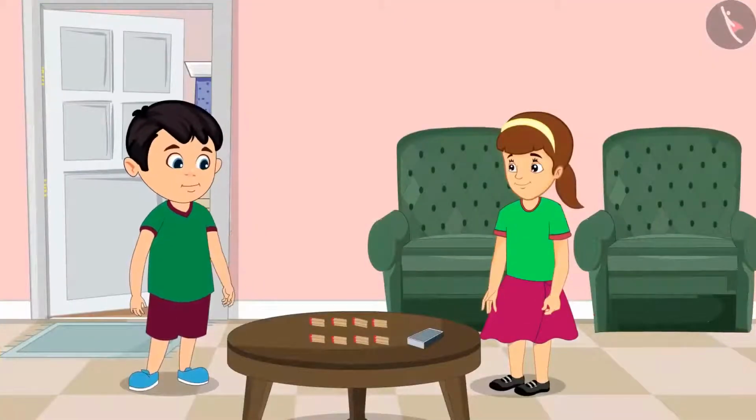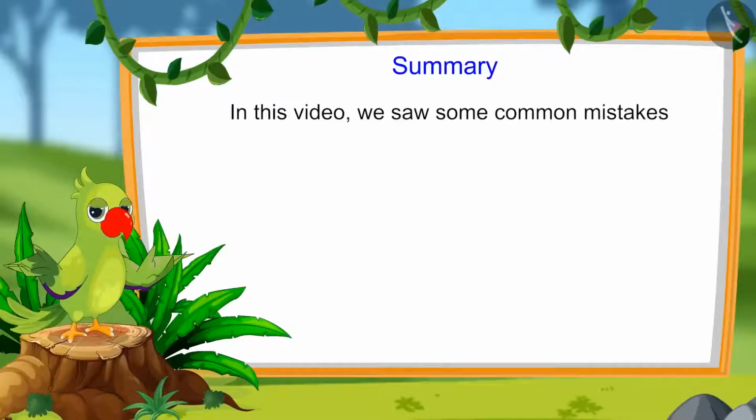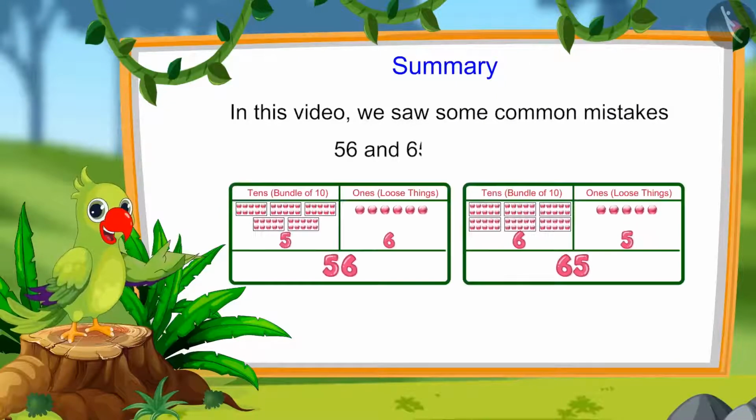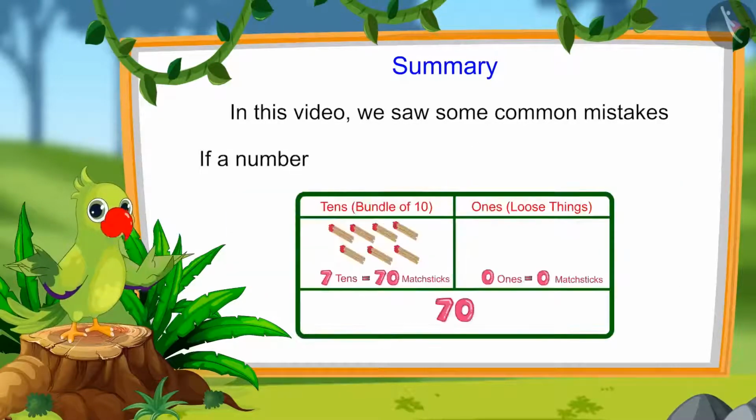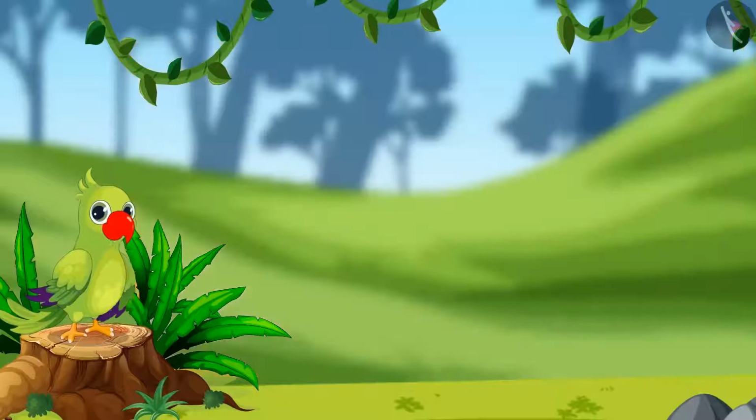Thank you, Aarti. So children, that is all for today. In this video, we saw some common mistakes that we should avoid. For instance, 56 and 65 are not equal, and if a number has 0 in one's place, it does not mean 10. I sincerely hope that you have understood this topic. Bye friends.